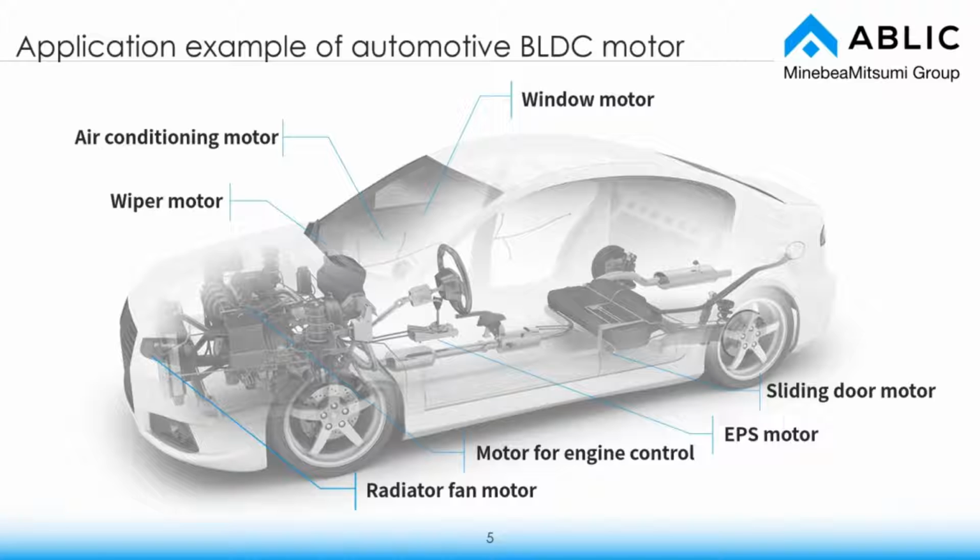Now let's go to the main topics. As many of you know, brushless DC motors were first used in automobiles with motors that run for a long time. They were first used in motors that operate for about the same amount of time as the car is running, such as radiator fans, air conditioning motors, and EPS motors. It has been expanded to include wiper motors and motors to control various engine timing. In recent years, sliding doors and window operations have been introduced.